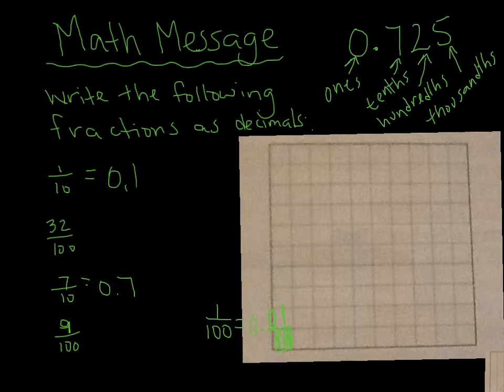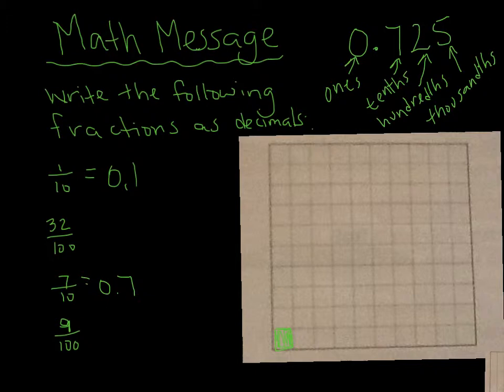So let's take a look now at 32 hundredths. I know that one of these rows is equal to 10, so I could shade in 3 of these rows to equal 30, and then I still need 2 more to get my 32. So that represents 32 out of 100 for my fraction. How would I write that as a decimal? If you said 0.32 or 32 hundredths, you are correct.